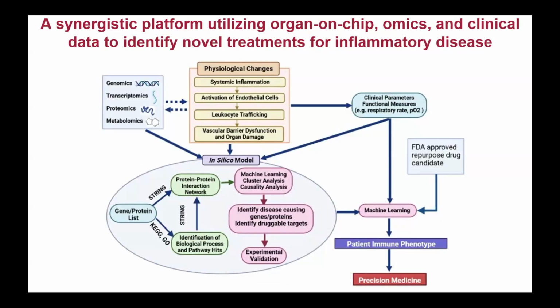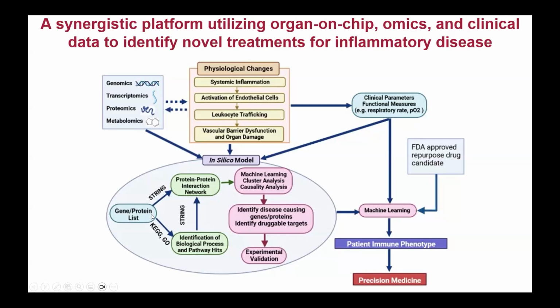So in summary, this is what we are trying to do. We want to get data from various omics: genomics, transcriptomics, proteomics, metabolomics. Then we get data from physiological changes using our microfluidic system: systemic inflammation, activation of endothelial cells, leukocyte trafficking, vascular barrier dysfunction, permeability, and things like that, which I briefly mentioned in the example from the blood-brain barrier model. We also get clinical parameters and functional measures, such as respiratory rate and PO2. We put all of this into an in silico model, essentially a mathematical model.